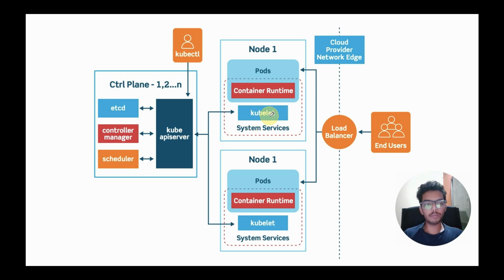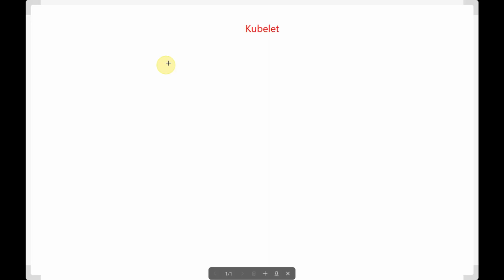First component will be kubelet. So kubelet will run on every worker node in the cluster and its main job is to ensure all the containers in the nodes are running and functioning as expected. We can call kubelet an agent that runs on every node of the Kubernetes cluster. Let's see how it works.